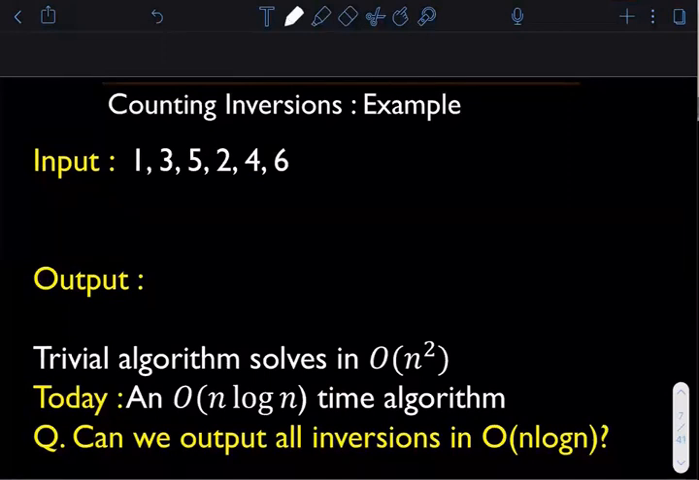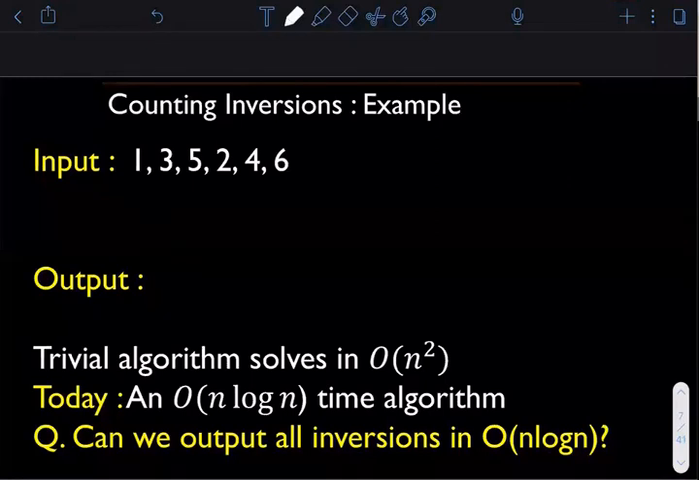Okay, so why not? The claim is that if I ask you to output all the inversions, then I cannot achieve this in order n squared time. Well, why is that? Clearly, in the worst case, the total number of inversions could be as large as order n squared, or theta of n squared. But if that is the case, then even outputting will take order n squared time. Then how are you even supposed to design an algorithm which runs in n log n?